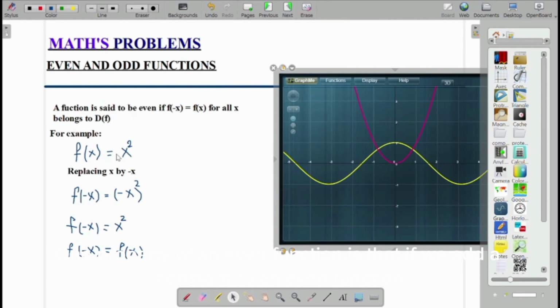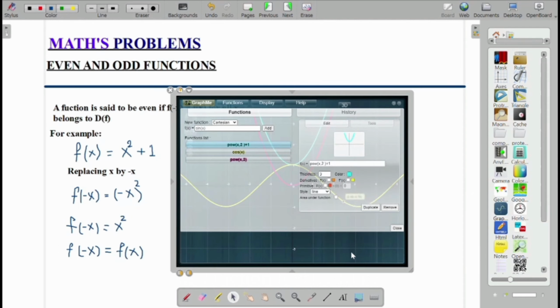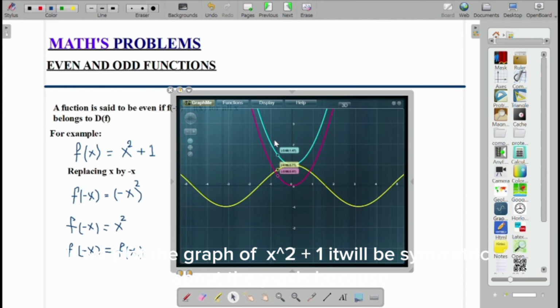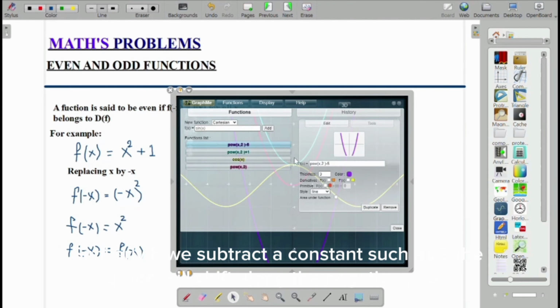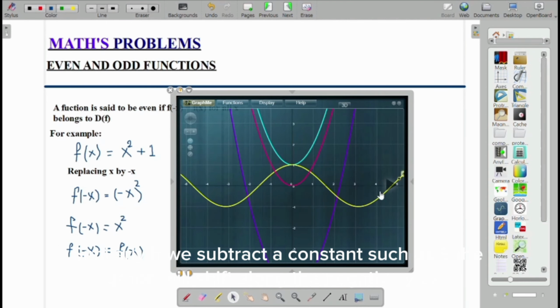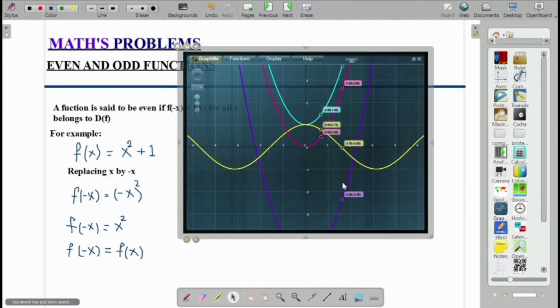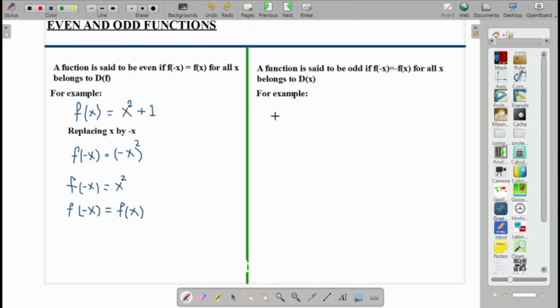One property of an even function is that if we add a constant to an even function, such as x squared, the function remains even. For instance, if we add a constant, say 1, to the y value of this function, it will still remain even. If we plot the graph of x squared plus 1, it will be symmetric about the y-axis because it belongs to the same family of parabolas. Similarly, if we subtract a constant such as 5, the graph will shift along the negative y-axis, but it is still even. Now moving towards odd functions.